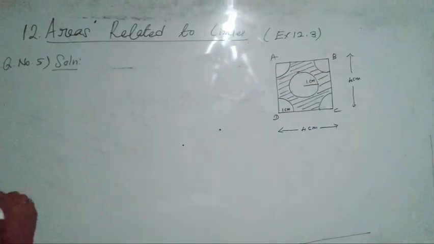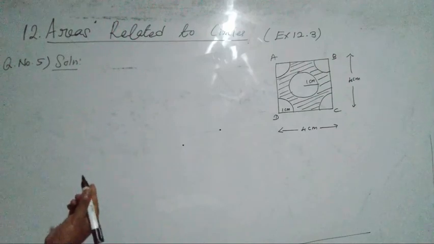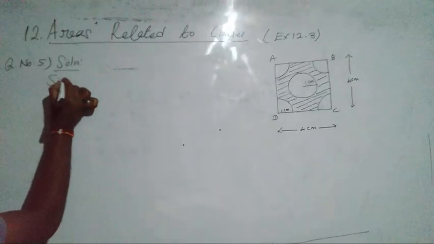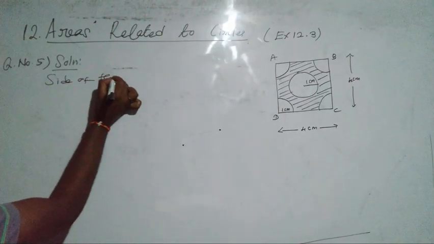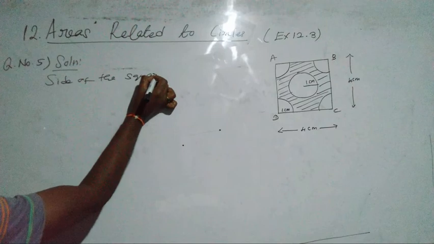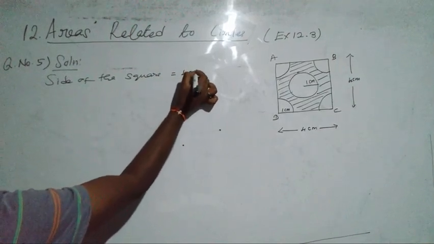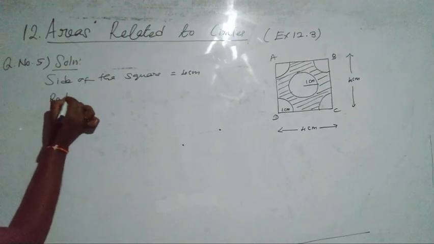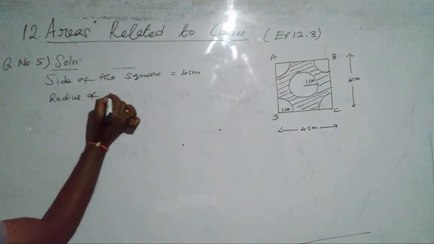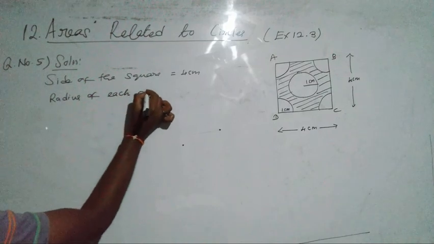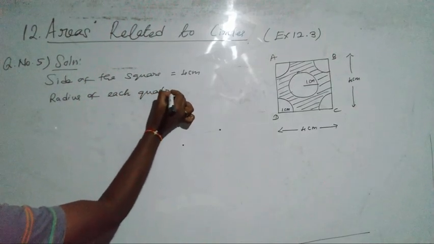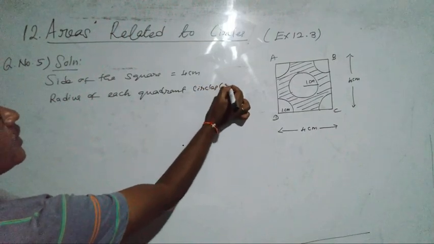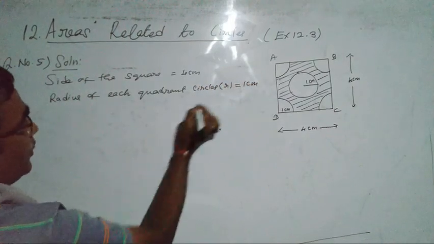See now, the side of the square is given. Side of the square is equal to 4 centimeter, very clearly given. Radius of each quadrant circle is given very clearly as 1 centimeter.